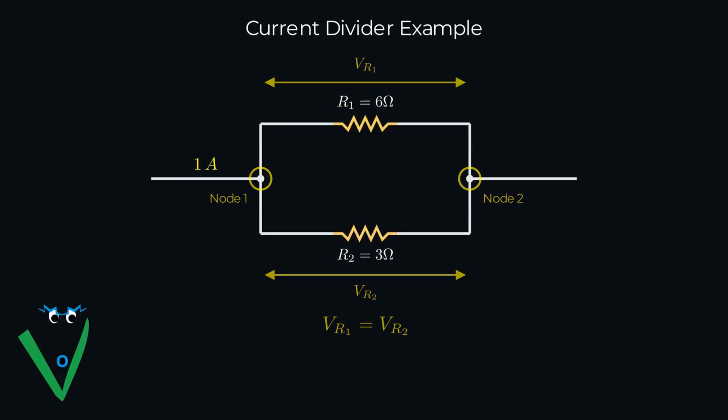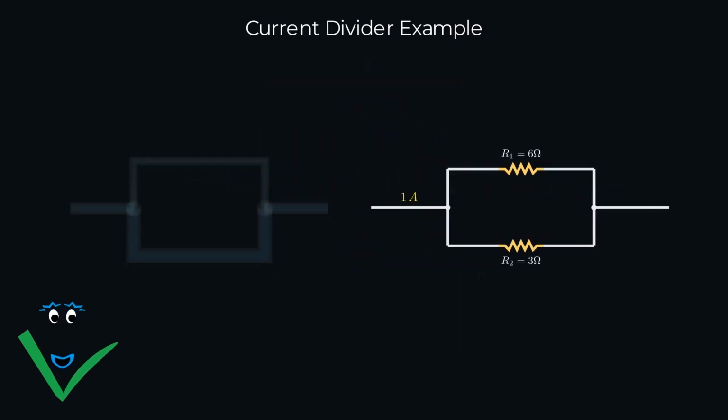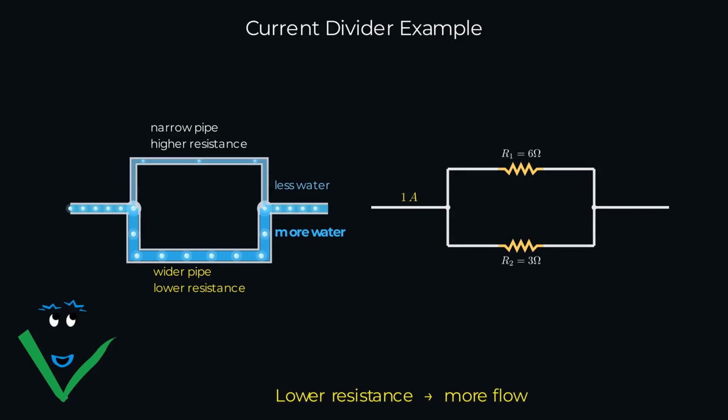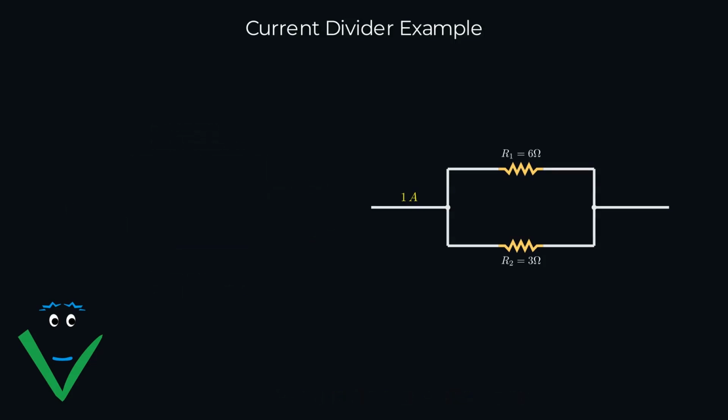To visualize this, imagine water flowing through two pipes. If one pipe is narrow and the other pipe is wider, more water will flow through the wider pipe because it offers less resistance. The same idea applies to electric current. Current prefers the path with lower resistance. So in a parallel circuit, the current divides between the branches based on their resistance. The lower resistance branch gets more current. The higher resistance branch gets less current.